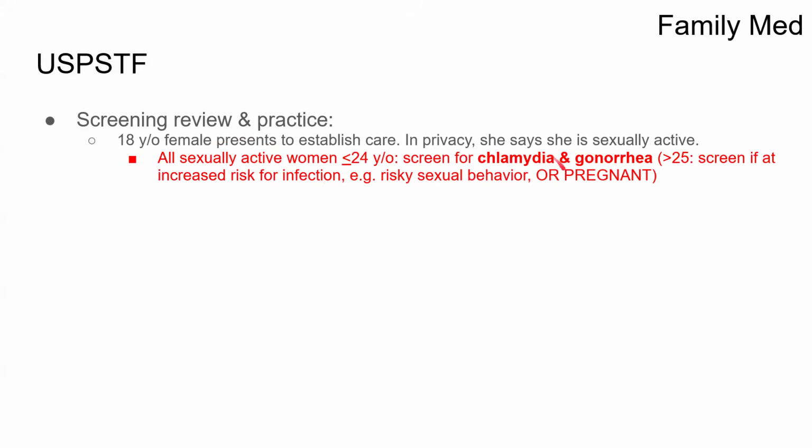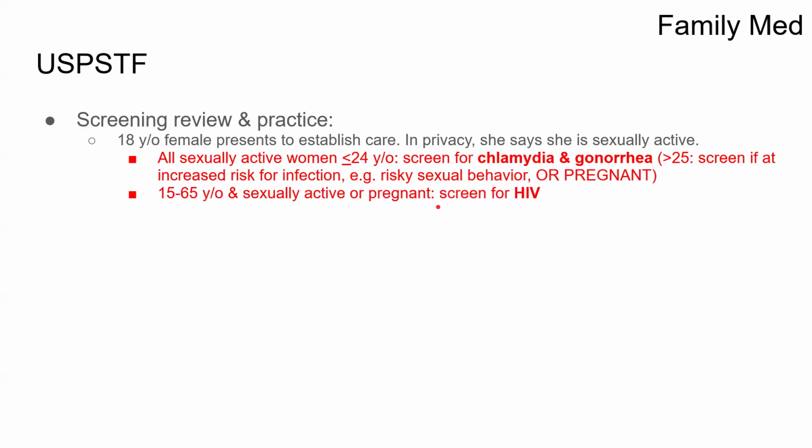Once you get to 25 and continue on from there, you only screen for chlamydia and gonorrhea if there's an increased risk for infection. So if they have risky sexual behavior, or multiple sexual partners, and so on, then you would screen for chlamydia and gonorrhea. You also screen for chlamydia and gonorrhea if they're pregnant. And coming up soon, we'll go over all of the screening tests that you get during pregnancy.